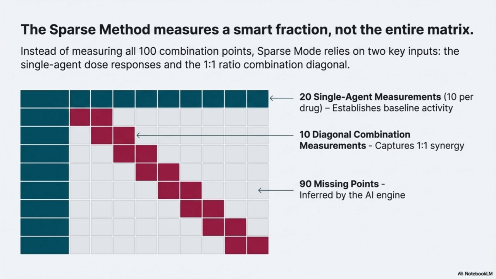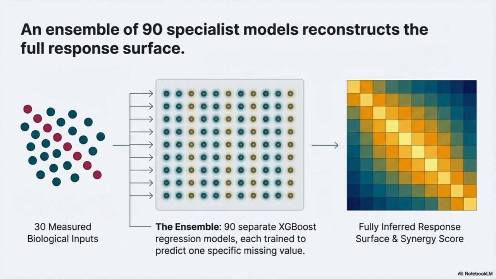So now the AI part, the inference engine, it steps in. Right. It looks at the 20 single-agent values, 10 for each drug. And those 10 diagonal combination values. That's 30 measured points in total. And from those 30 points, it has to predict the other 90. The 90 missing spots on the grid. Exactly. And what's so fascinating is how they did it. It's not one giant black box model. Which you might expect. You might, but instead they built an ensemble of 90 separate regression models. You can think of it like they hired 90 independent specialists, and each one is responsible for filling in one and only one specific missing cell in that grid.